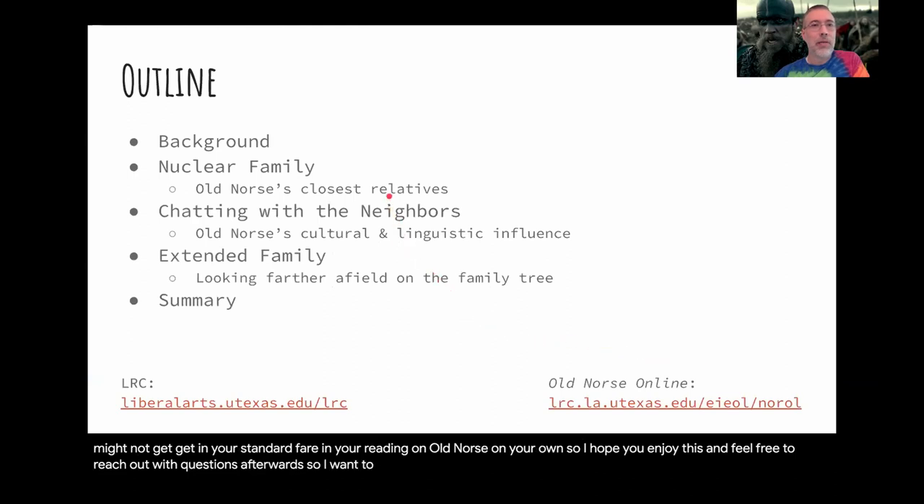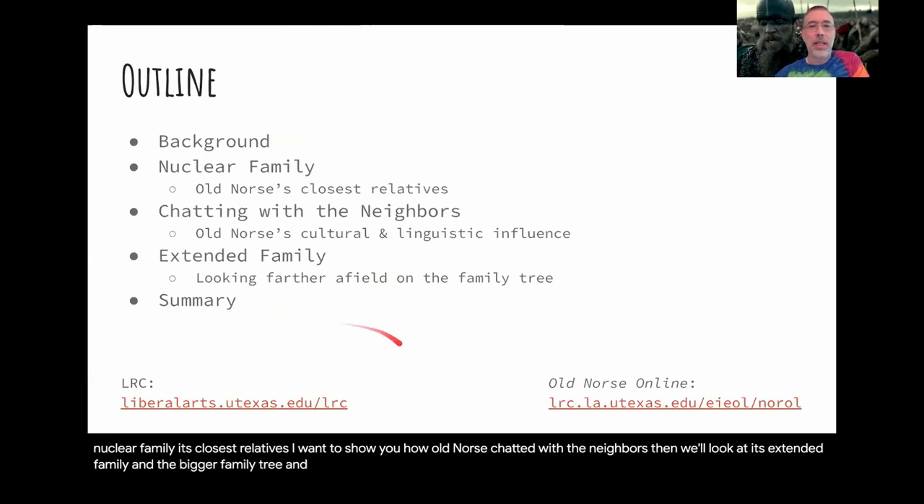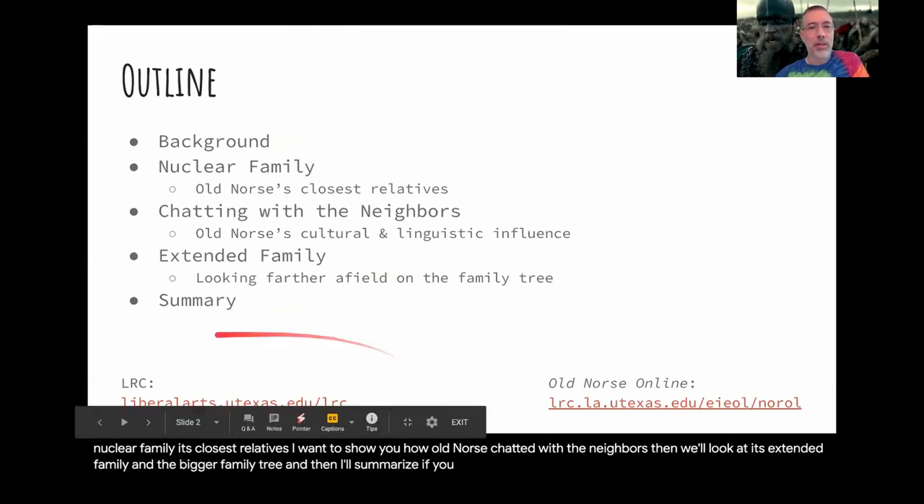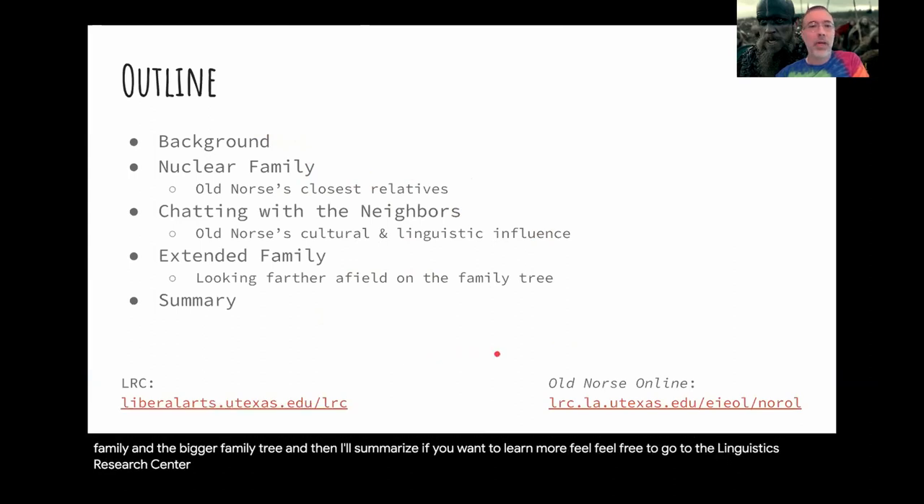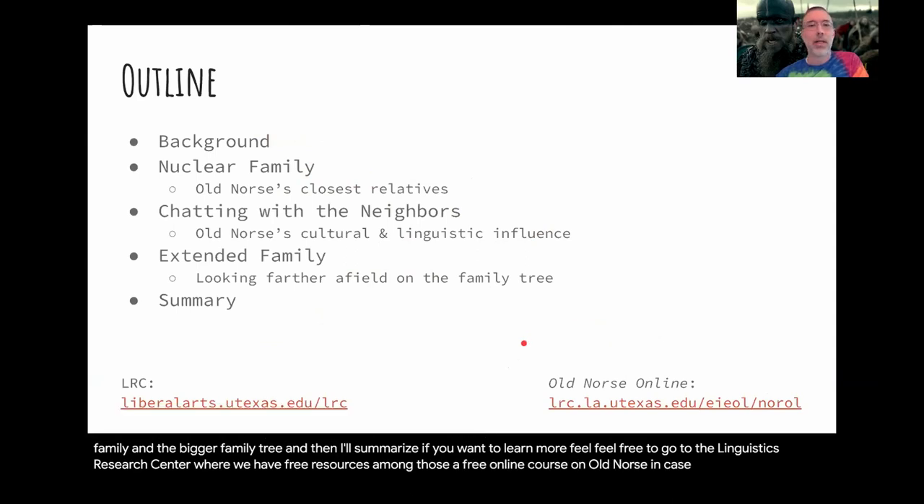So I want to take you through a little background. I want to take you through Old Norse's nuclear family, its closest relatives. I want to show you how Old Norse chatted with the neighbors. Then we'll look at its extended family and the bigger family tree. And then I'll summarize. If you want to learn more, feel free to go to the Linguistics Research Center, where we have free resources. Among those, a free online course on Old Norse in case you'd like to learn more formally.